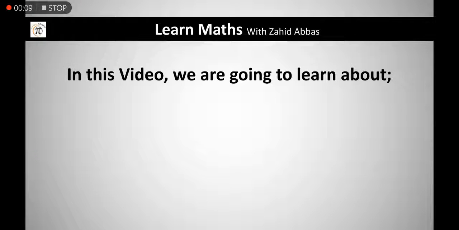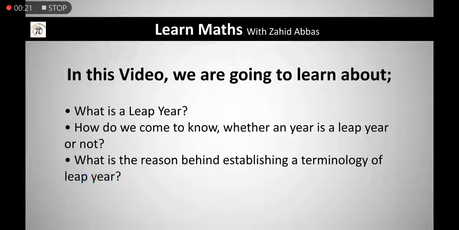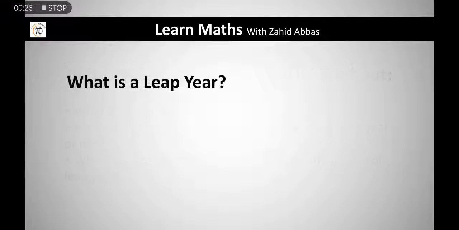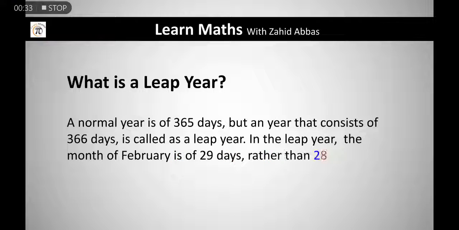In this video, we are going to learn about what is a leap year, how do we come to know whether a year is a leap year or not, and what is the reason behind establishing a terminology of leap year. What is a leap year? A normal year is of 365 days, but a year that consists of 366 days is called a leap year. In the leap year, the month of February is of 29 days rather than 28.